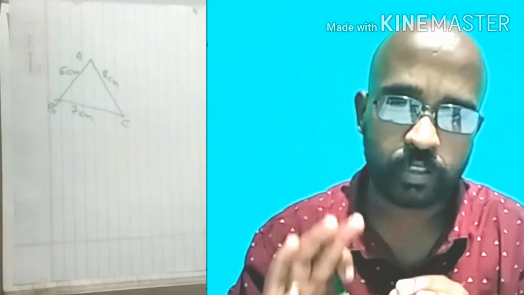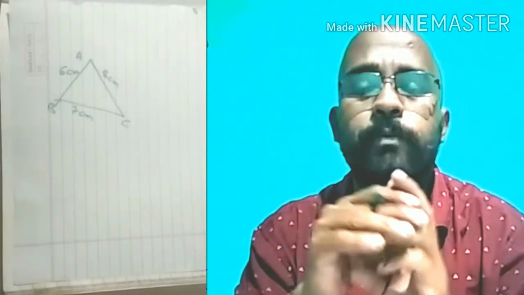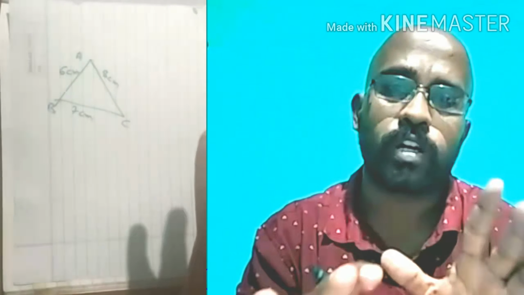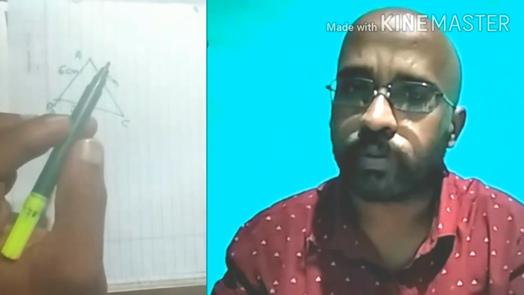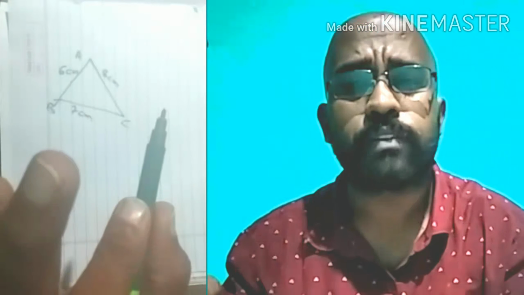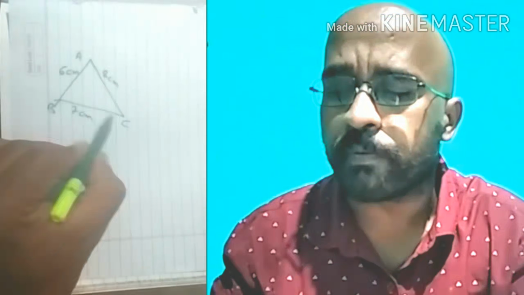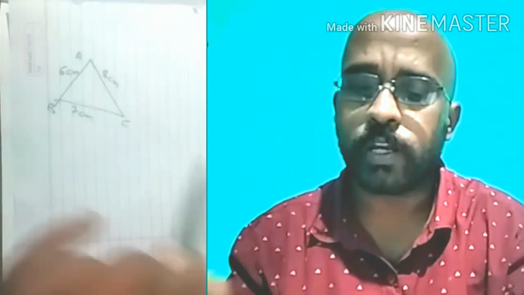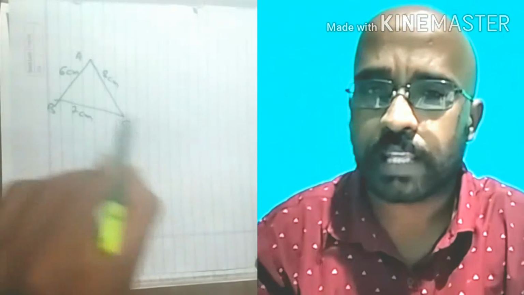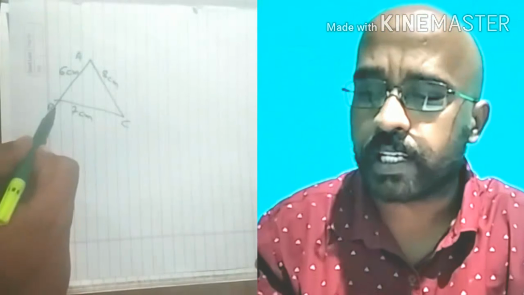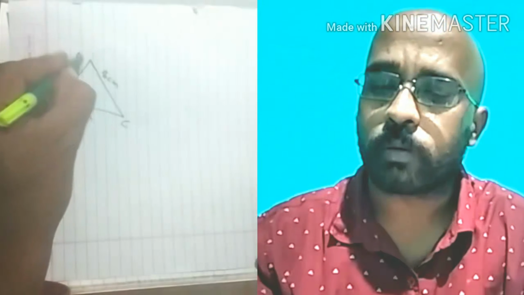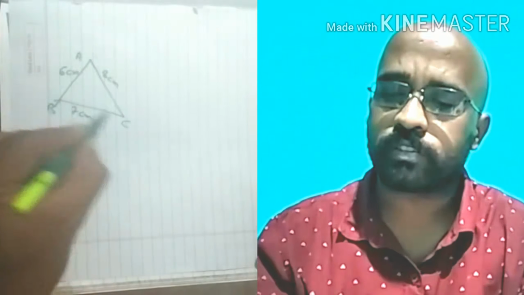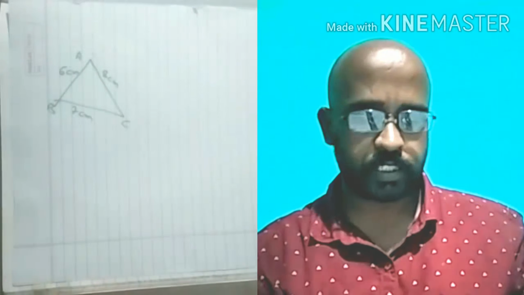Let's try it now. What is the trick? If information about any side is given, draw it first. Here information about three sides is given. So what do we have to do? Draw any one side. Suppose I prefer to draw side BC first. If I draw side BC, a line segment of 7 centimeter, automatically points B and C of the triangle will be located. I just have to locate point A. So let's draw side BC of 7 centimeter first.